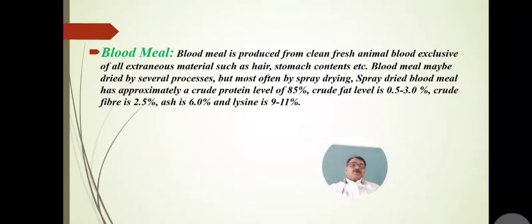Means blood meal is produced only from clean fresh animal blood. When animals are cut in slaughterhouses, the waste material is removed, exclusive of all extraneous materials. Which are these waste materials? Such as hair and stomach content, which are removed. Then good quality blood is present, and that blood is used as blood meal.